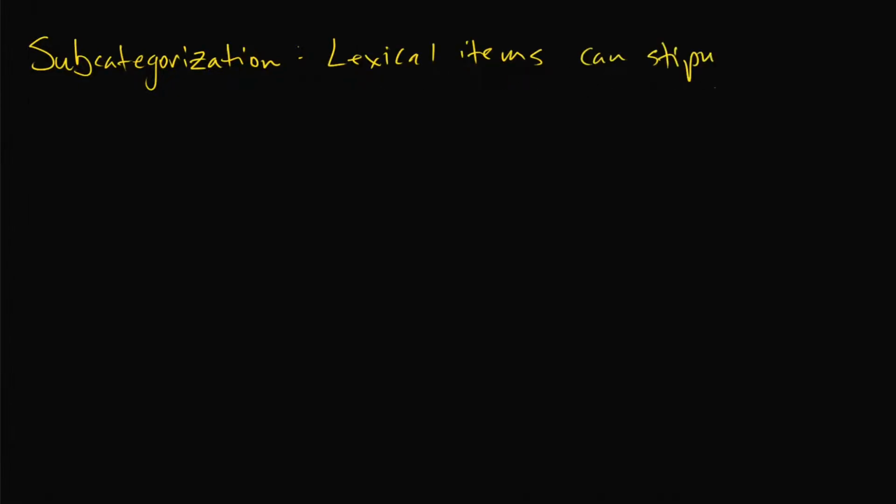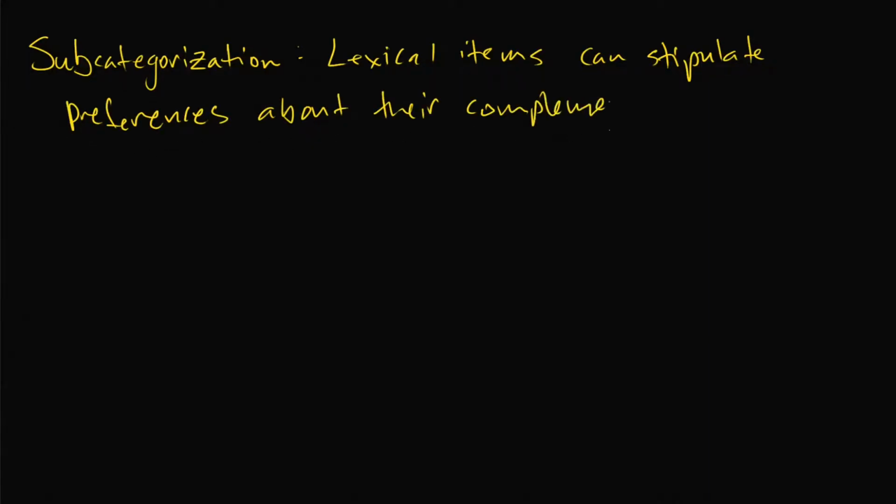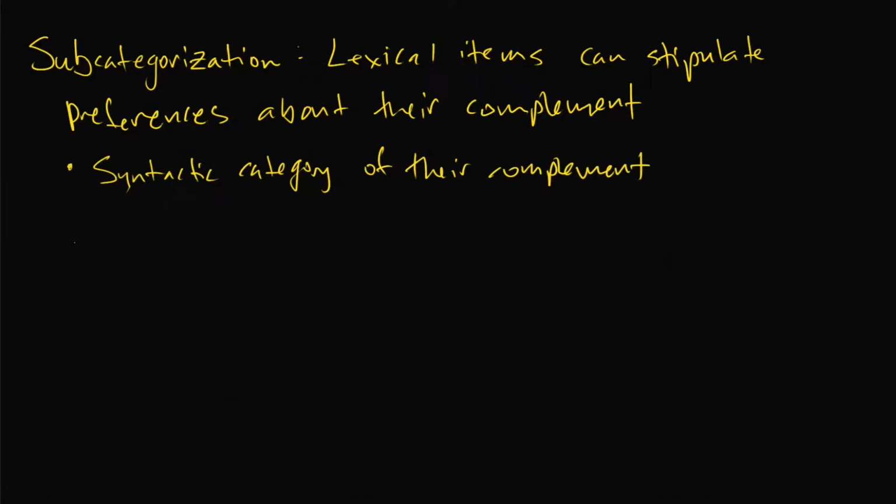Another thing that started to play an important role in our grammar is the idea of subcategorization. And this is the idea that lexical items can stipulate preferences about their complement. They can stipulate the syntactic category of their complement, and they can also stipulate that their complement be headed by a particular lexical item.